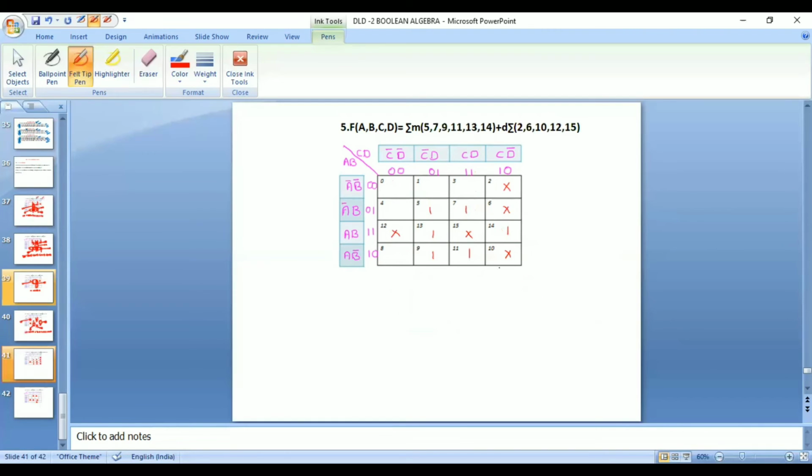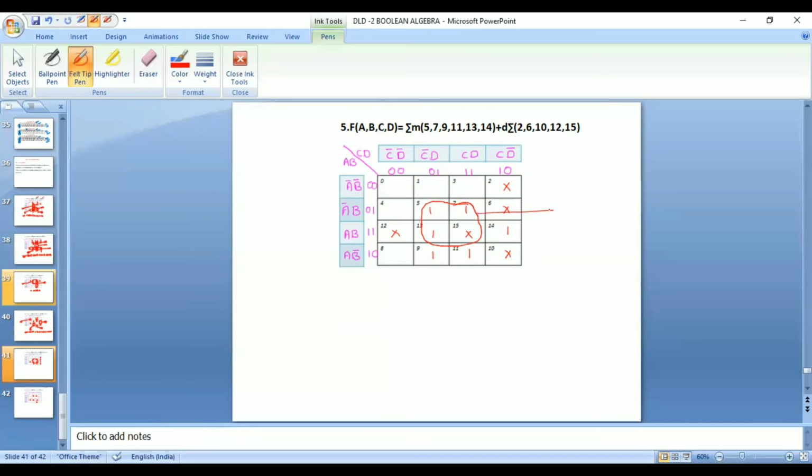Coming to this problem. Observe carefully, this is an important one. 5, 7, 9, 11, 13, 14 minterms are there. Remaining 2, 6, 10, 12, 15 are the don't care conditions. First of all, observe the minterms which are far away from the other minterms. Like if you observe this 5, so 5, 7, 13, 15, it is the best way to make one quad.